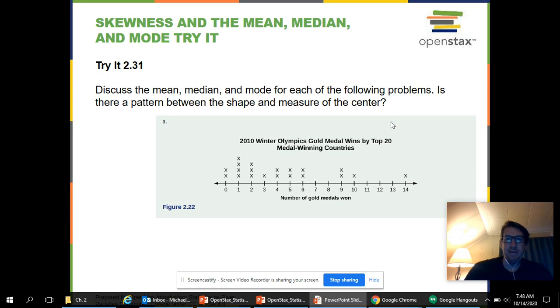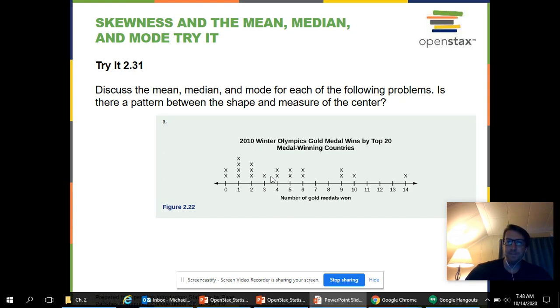Let's discuss the mean, median, mode for each of the following problems. Here the mode is the most common, so 1. The median, well, we could even count these, top 20. So if there's 20, we need to find 10 on each side and then take the average of the two. So 2, 4, 9. There's 9 here, 10. So there's the first 10, and then here's the other 10 over here. So the median would be somewhere between 3 and 4, so 3.5.